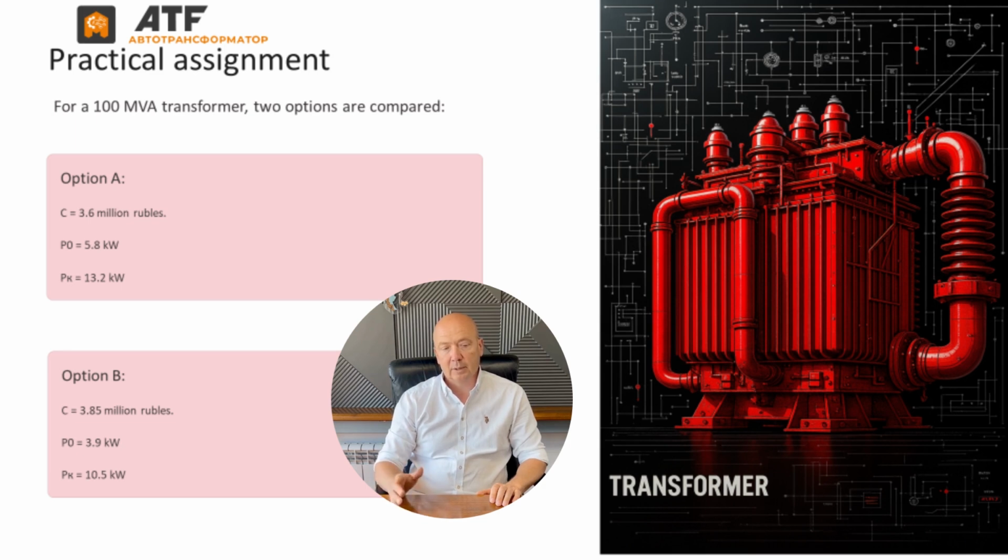Take the difference in capitalized losses, that's 41,530 minus 30,930, which equals 10,600 rubles. Divide that by the cost difference, 3,850,000 minus 3,600,000, which equals 250,000 rubles. The result is approximately 0.0432. Final question. At what value of KY does option B become more cost-effective? The calculation is shown on screen.